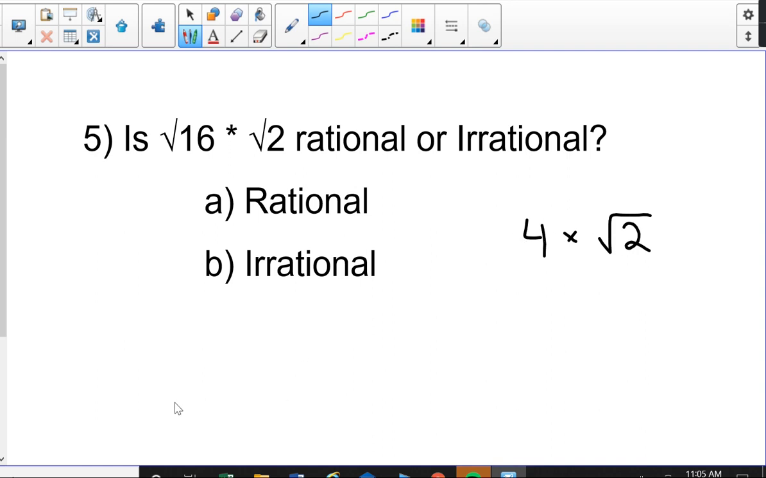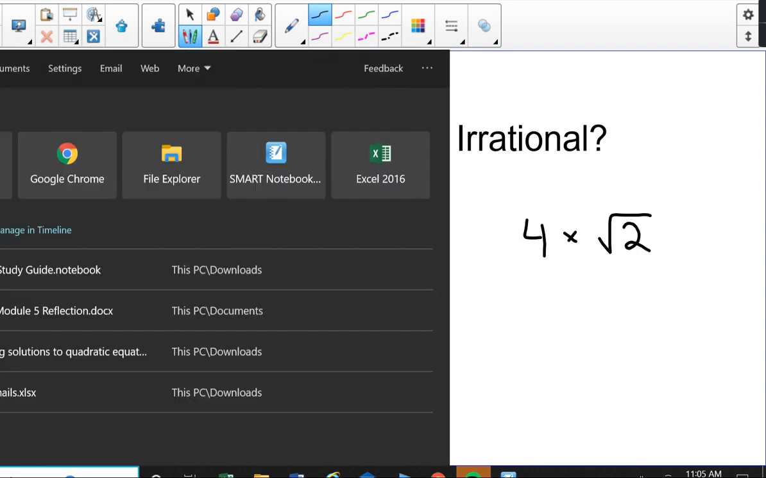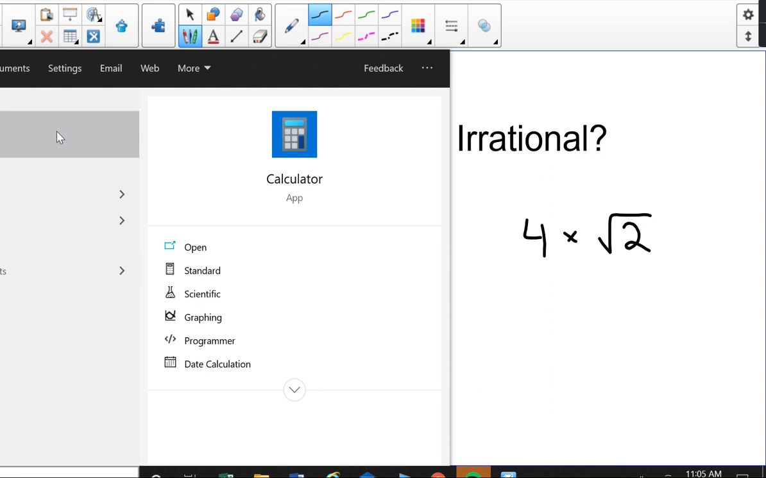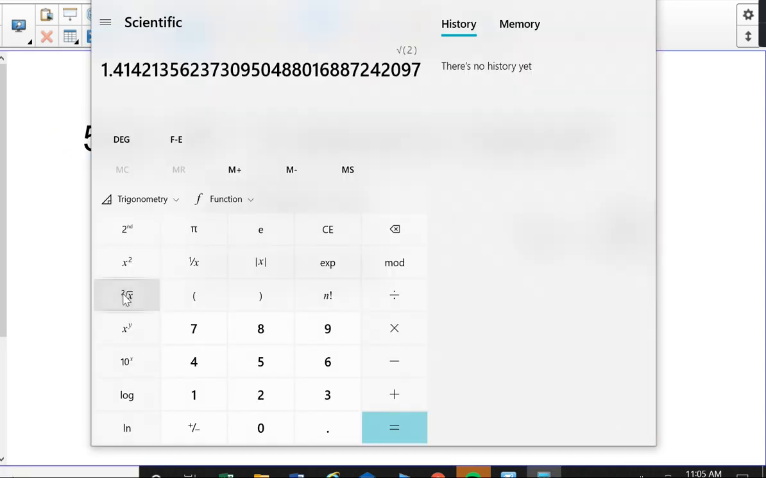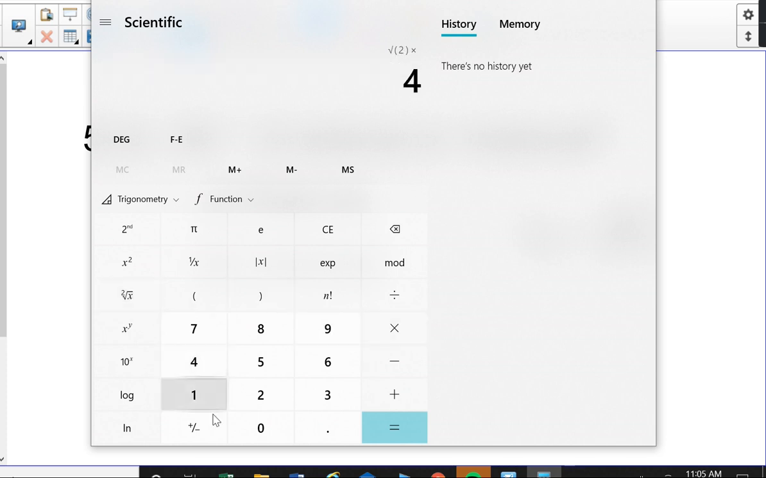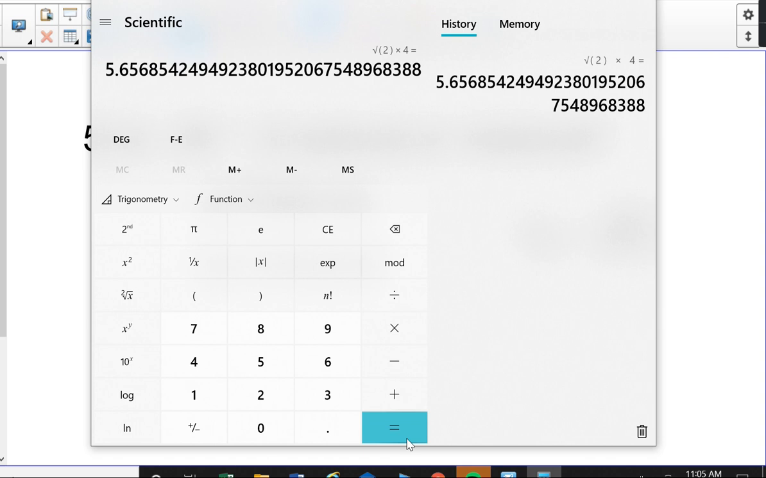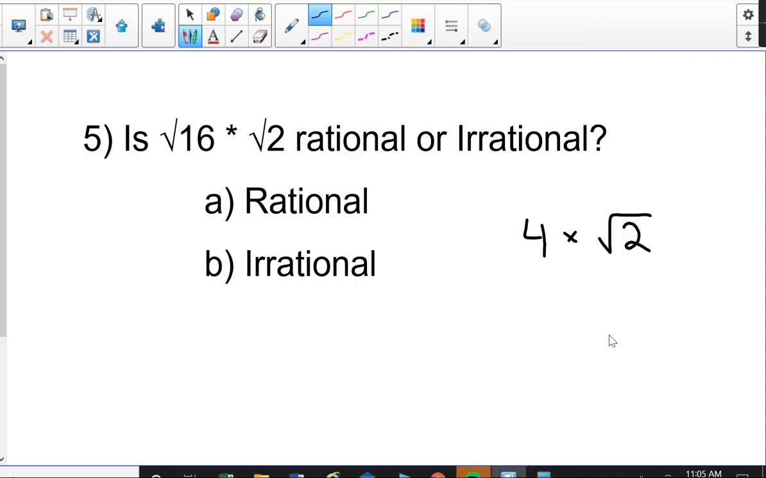And let's put it into my calculator again. It looks like I closed my calculator, so I will reopen it. On this calculator, I have to put in the number. So I'm going to put in the 2 and then take the square root. Here's square root of 2. We're multiplying that by 4. Still have this decimal that just goes on and on, doesn't have a pattern, doesn't end. So my answer is irrational.